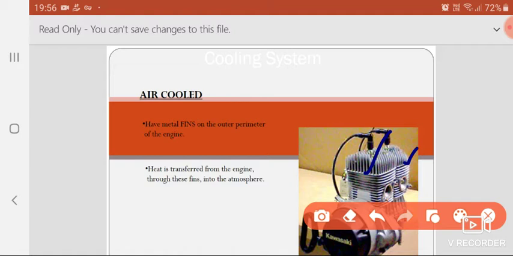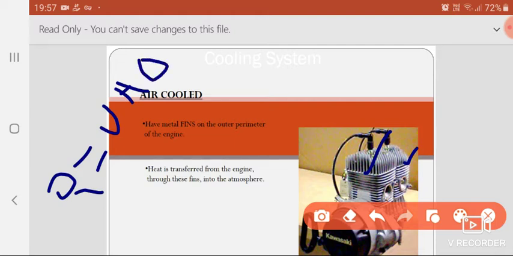So those are the air-cooled systems. Heat is transferred from the engine through these fins into the atmosphere. Generally, the heat equation forms the formula Q is equal to U A delta T. If you remember, this is the formula generally used in case of heat transfer.